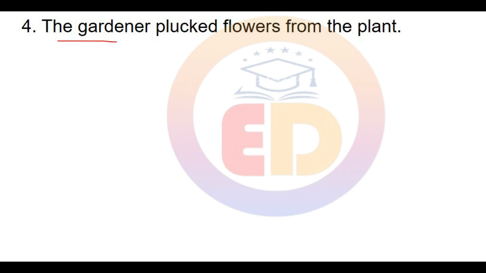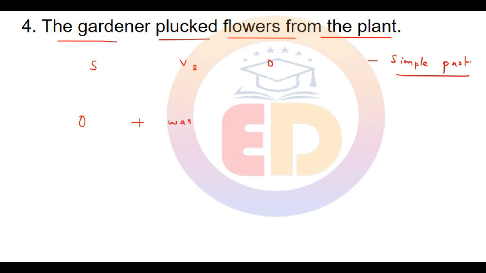The gardener plucked flowers from the plant. The gardener is the subject, plucked is the past form of the verb, flowers is the object. The sentence is a simple past. For the simple past, the structure is object plus was or were, followed by the past participle form, the third form of the verb, followed by the preposition by and the subject.